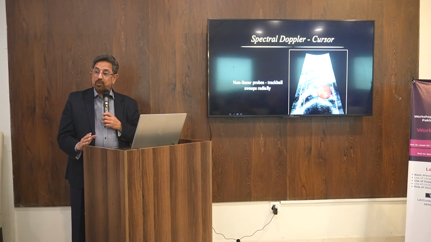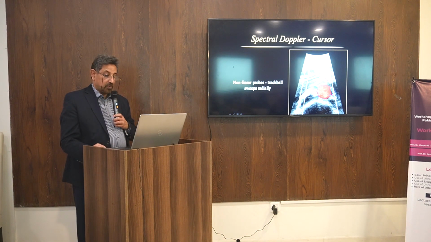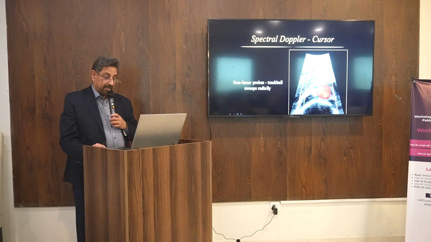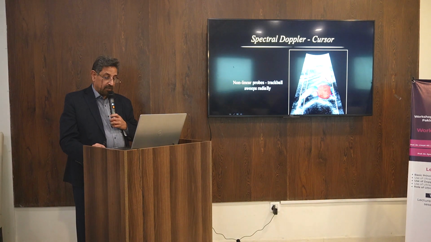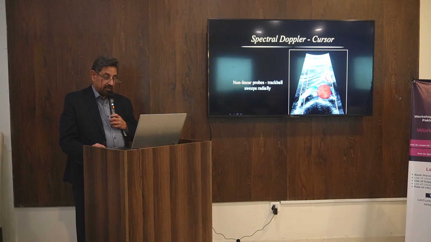That's for the linear probe. If you have a curvilinear probe, then with the trackball, you see here, this angle line should be along the line of the flow. If this angle line is not lying along the line of the flow, and this angle, this is the line of the flow, and this is the cursor line. The ultrasound beam is coming from here, and this is the angle. This is definitely less than 40, less than 50, I would say.